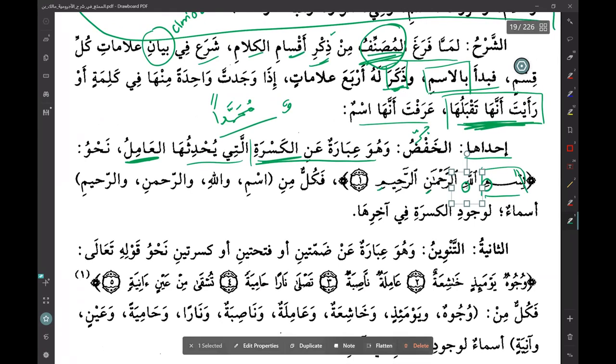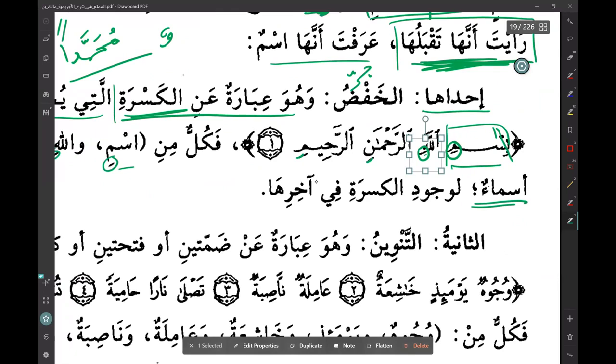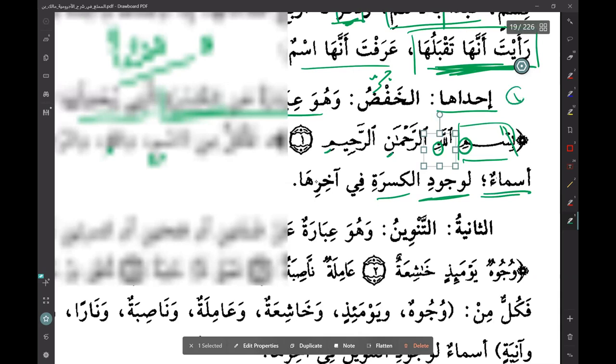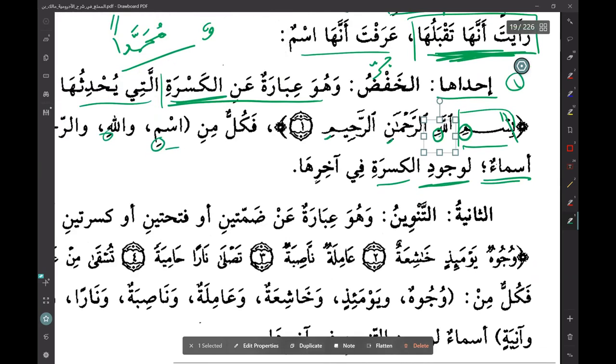Is it clear now? So here it says fakullun, so all mean ismi si kasra. All of these things they are saying is a noun, asmaun, which is the plural of ism. Why? Li wujudil kasrati fi akhiriha? Because of finding or having a kasra on its ending. So this is our first one. Now, is it clear, guys?